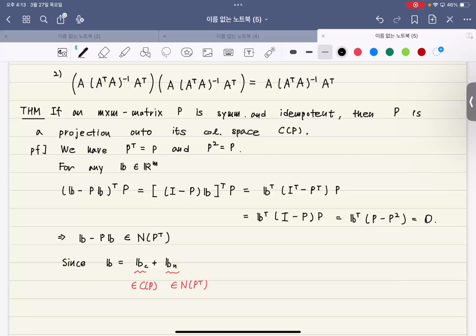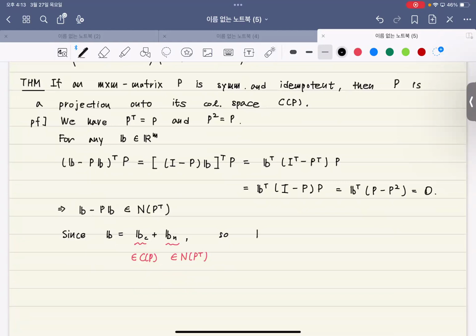So B minus PB can be written as the column space component plus the left null space component, and minus P times B. And we know everything here belongs to the left null space. Okay, now I got it.